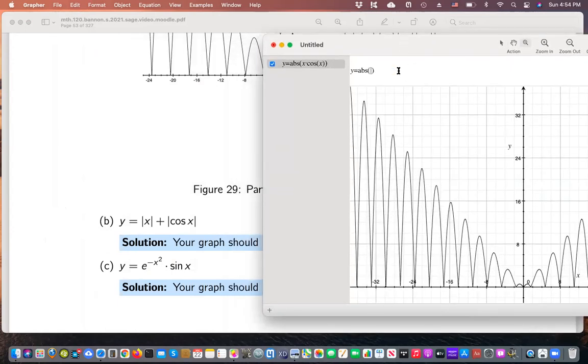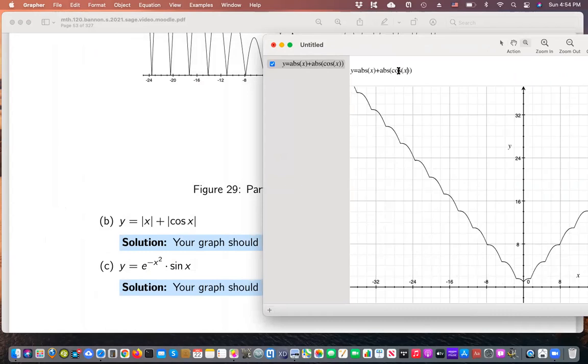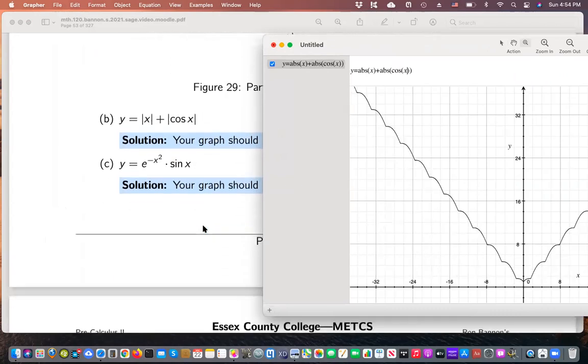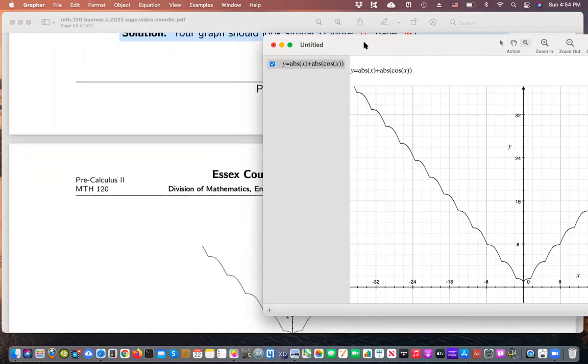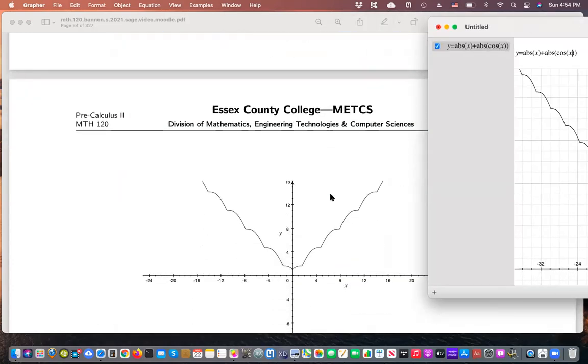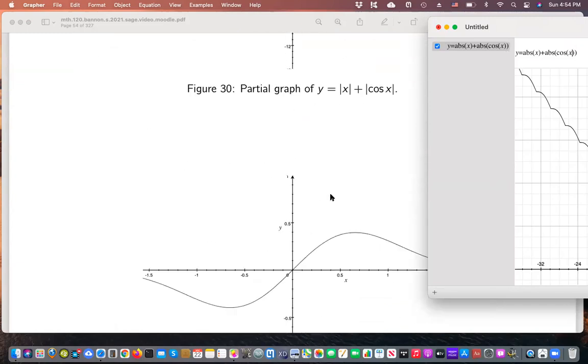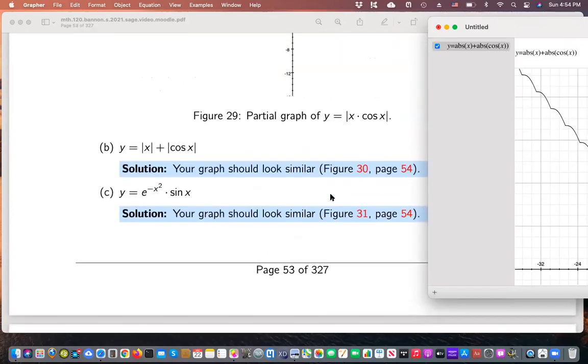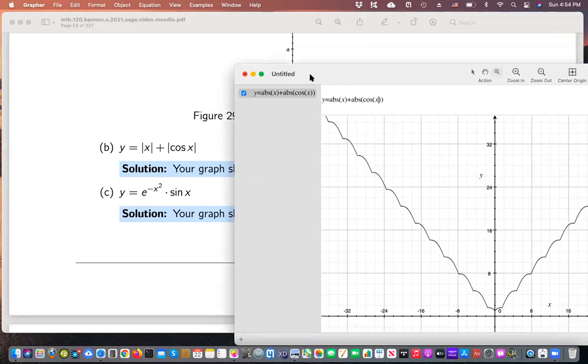So I'm going to say absolute value of X, and then plus the absolute value of cosine of X. Put that down. I'm seeing the picture that I just graphed, and I'm seeing the picture they provided to me. All right, pretty simple. All right, let's go to the next one. Whoops, sorry about that. This is the next one over here, and that's e to the minus x squared. Again, I'm using software for a reason. These are too difficult for me to do by hand.